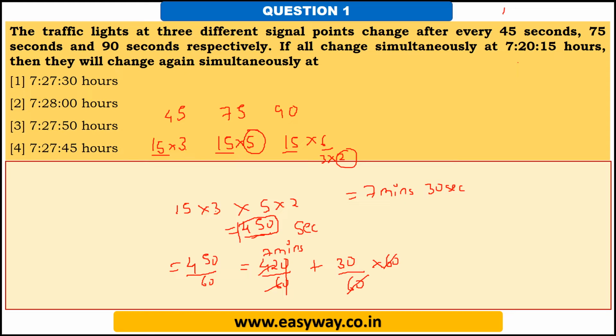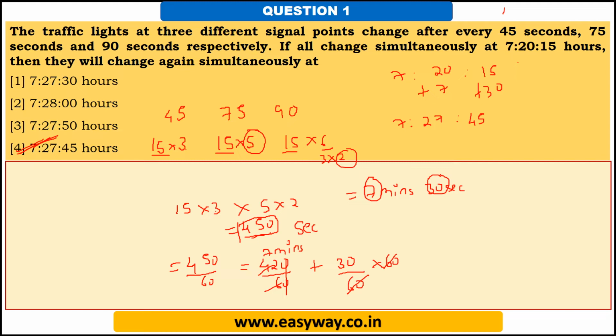So it will change again after 7 minutes 30 seconds. And at what time did it change first? At 7 hours 20 minutes and 15 seconds. So we add 7 to the minutes and 30 to the seconds. That will be 7 hours 27 minutes, and 30 plus 15 will be 45 seconds. So our answer is 7 hours 27 minutes and 45 seconds. That means option number 4 is the correct answer.